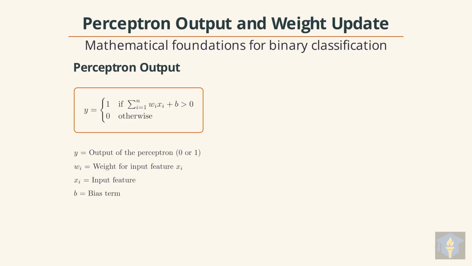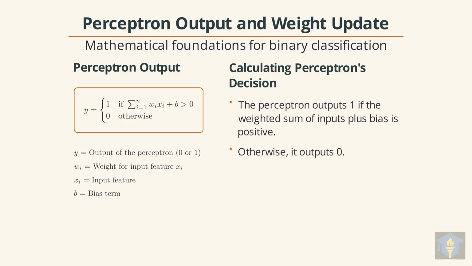Finally, b is the bias term, an additional constant that shifts the activation function's output. This formula effectively describes how the perceptron calculates its decision based on the inputs. The perceptron will output a value of 1 if the weighted sum of inputs, along with the bias, is positive. Conversely, if that sum is not positive, the perceptron will then output a value of 0.